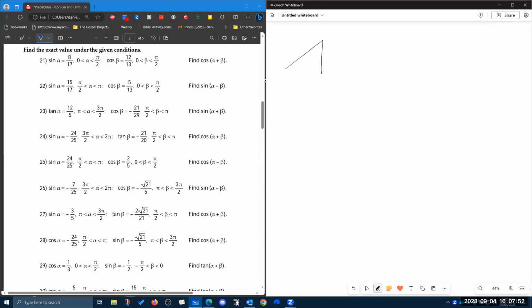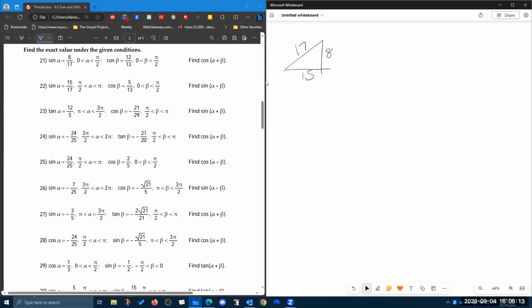So I'm going to draw a reference triangle from quadrant 1. It has a sine of 8/17. I know that's a special Pythagorean triplet, 8, 15, 17, so I'm going to fill in the 15 there. Use the Pythagorean theorem to prove to yourself that that's 15 if you need to.